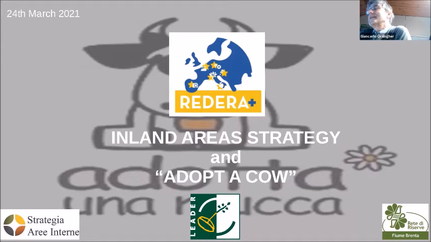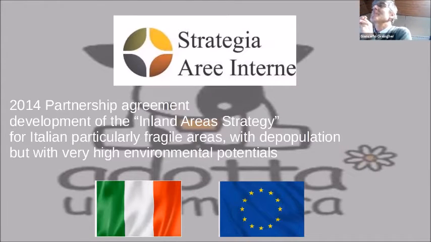The first best practice is a funny one in a sense, and is related to the activity connected to the inner or inland area strategy. What is the inner or inland area strategy? It's in Italian, strategia aree interne. It started thanks to a partnership agreement signed in 2014 between the European Union and the Italian government, an agreement for the development of the inner areas of Italy. These are the Italian particularly fragile areas with a high level of depopulation, but with very high environmental potential.